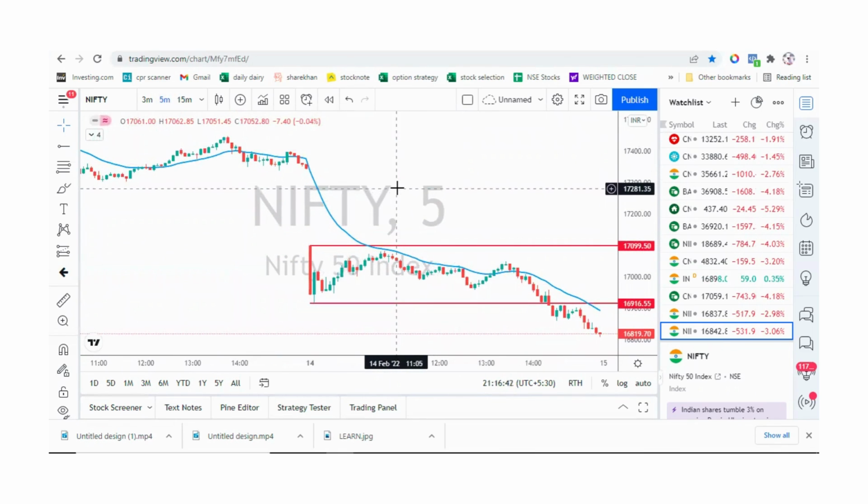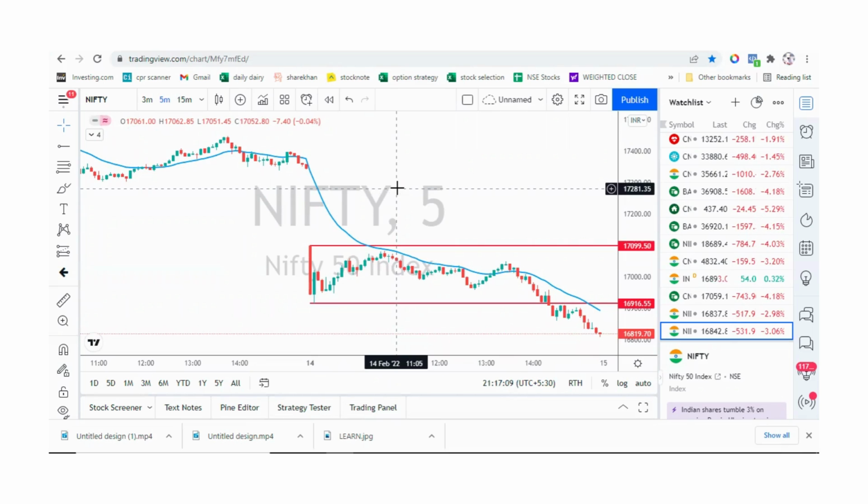I have just one exponential moving average, that is 21 exponential moving average. Let me tell you the 3 steps. The first step is identify a candle on a 5 minutes time frame. The range of the candle should be below 25 points.